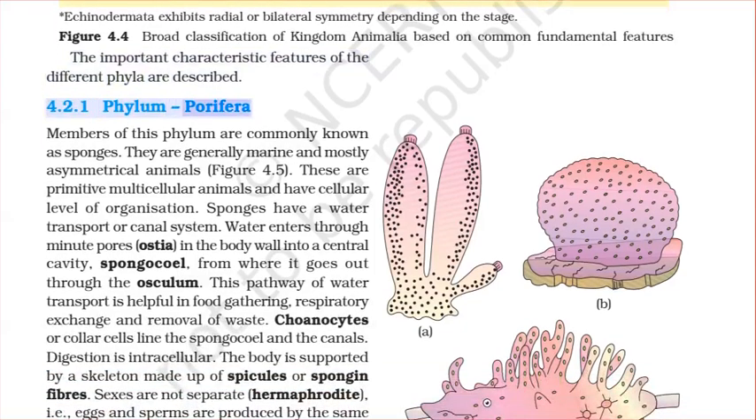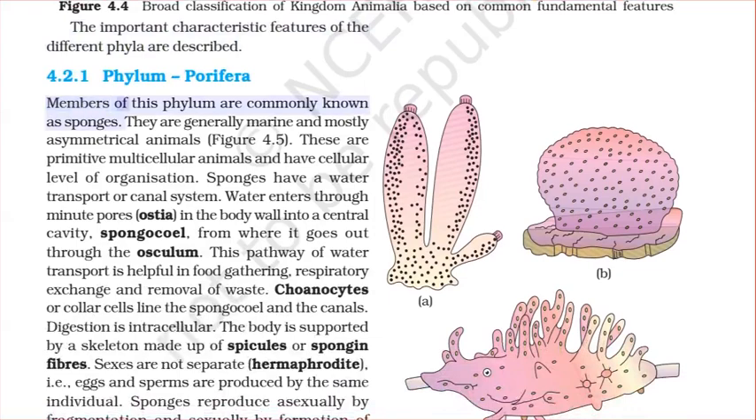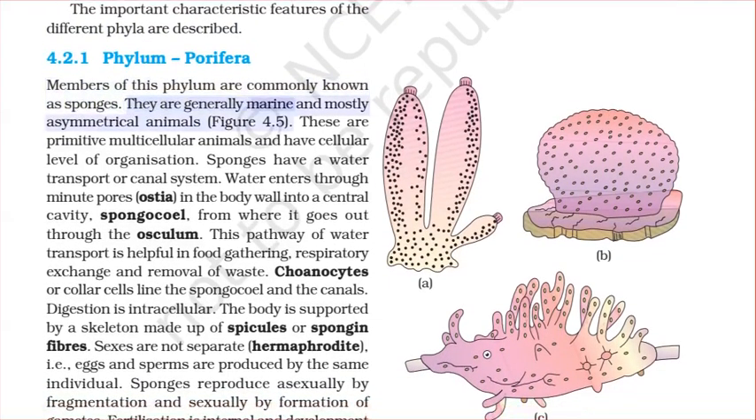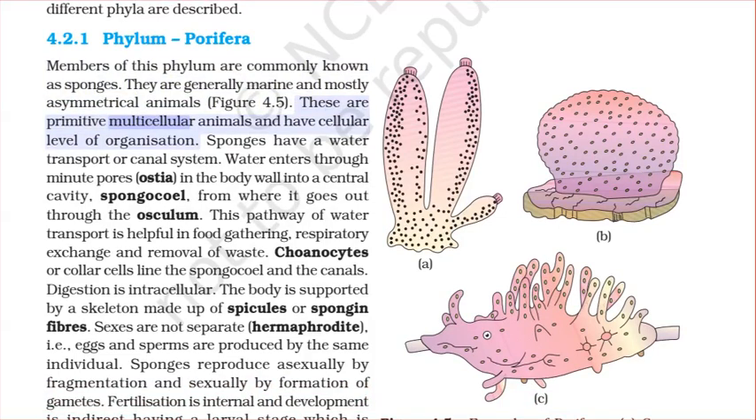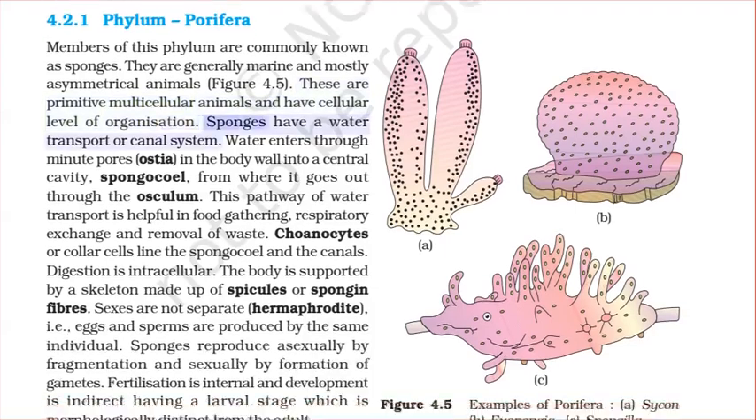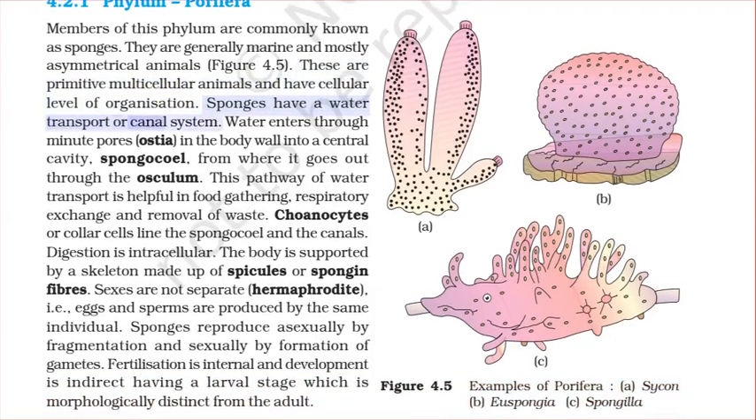4.2.1 Phylum Porifera. Members of this phylum are commonly known as sponges. They are generally marine and mostly asymmetrical animals, Figures 4.4 and 4.5. These are primitive multicellular animals and have cellular level of organization. Sponges have a water transport or canal system.